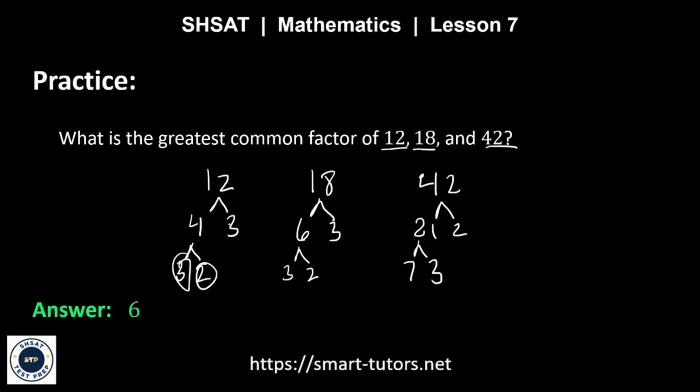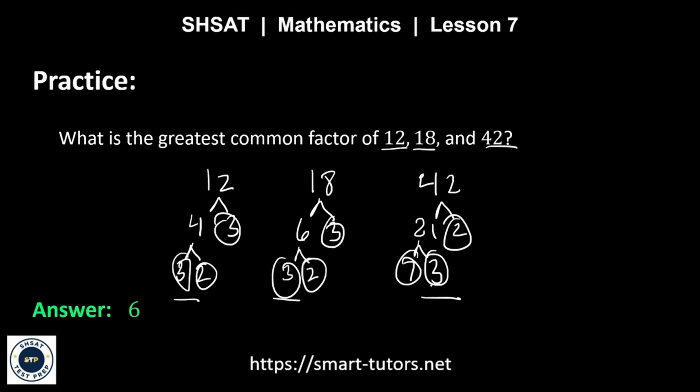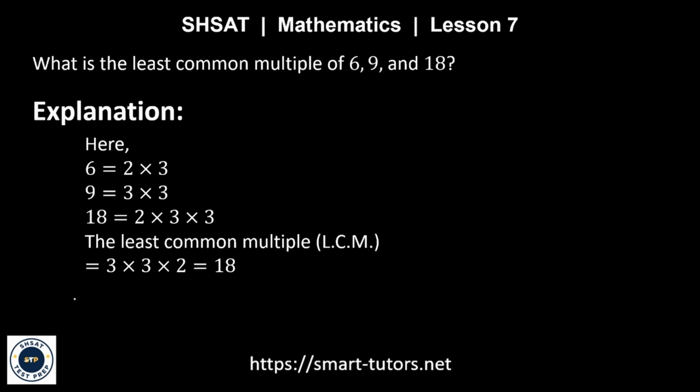You circle your prime numbers in there. And now you want to find which of these are common in all of them. So you see that there's a 3 in all of them. Some have more than one 3, but all of them have at least one 3. So 3 is one factor, and all of them have a 2, so 2 is a factor. And the ones that are not common, you can't pick those. So you have 3 times 2, which would give you the greatest common factor. And when you multiply, you get 6. So your answer is 6.